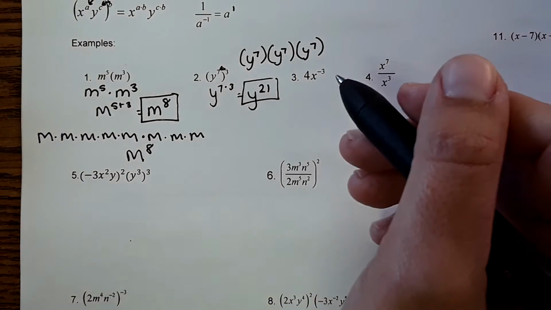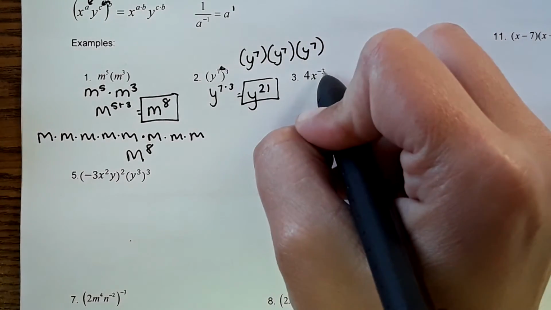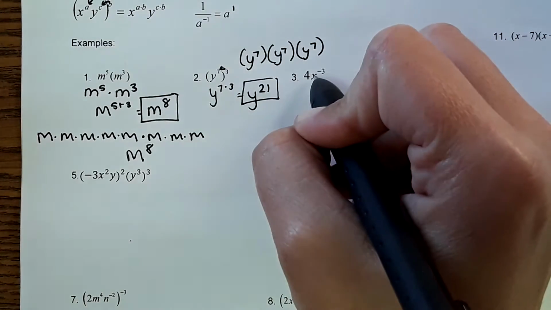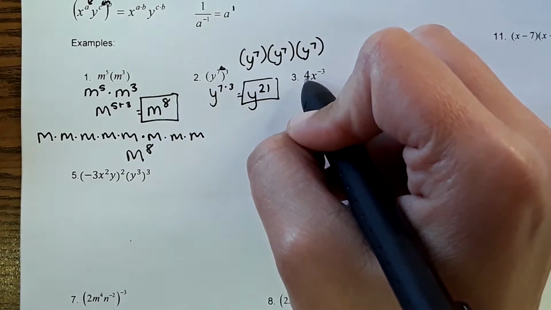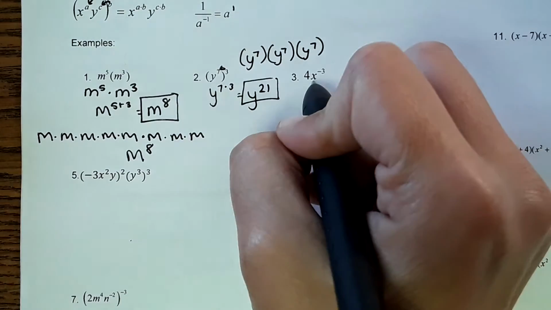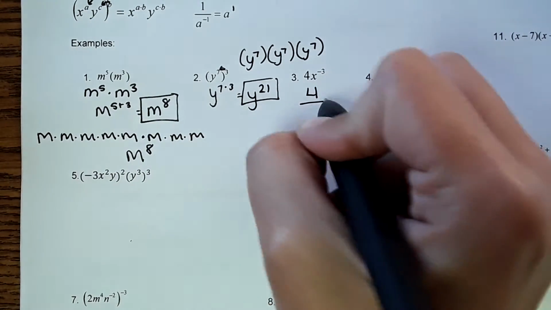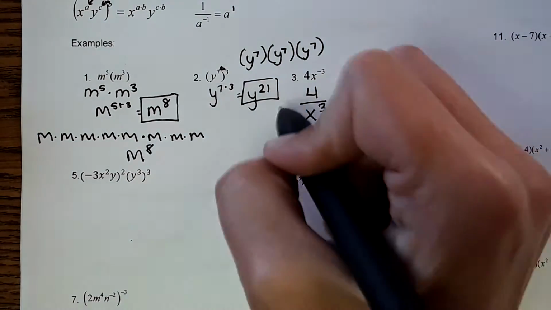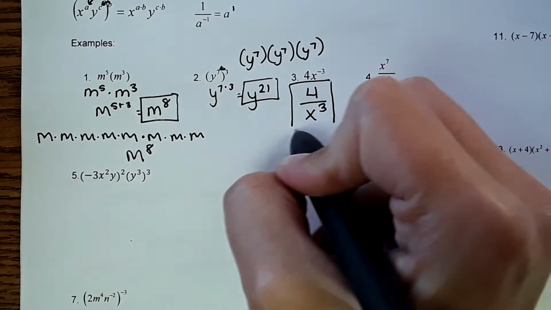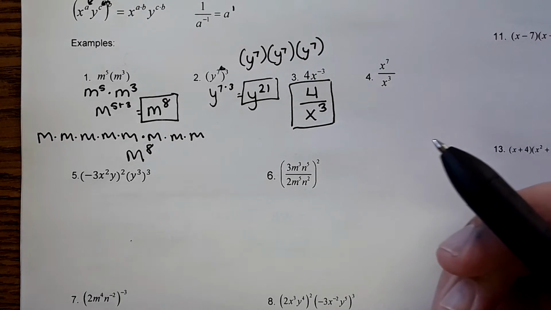Okay, and number 3. So something to note is that when you have this negative 3 power on the x, it is just applied to the x. It's not applied to the 4 as well, unless there was parentheses around the whole thing. So when we rewrote this, the x would go in the denominator, and you just rewrite it like this, 4 over x to the 3rd power. And then you could solve if you knew what x was.